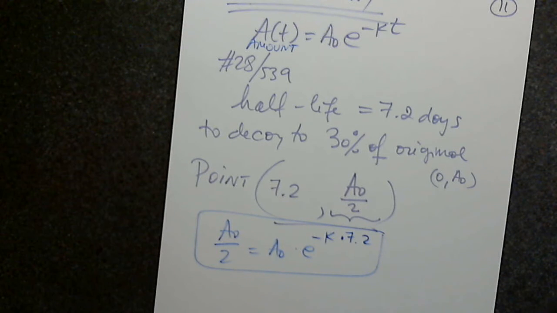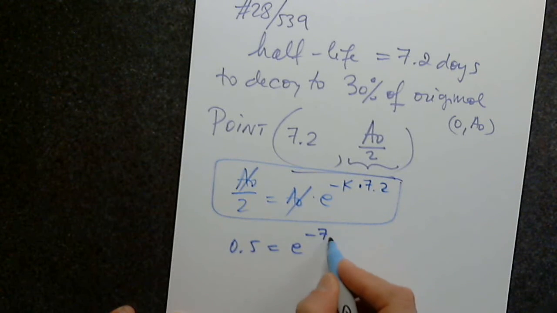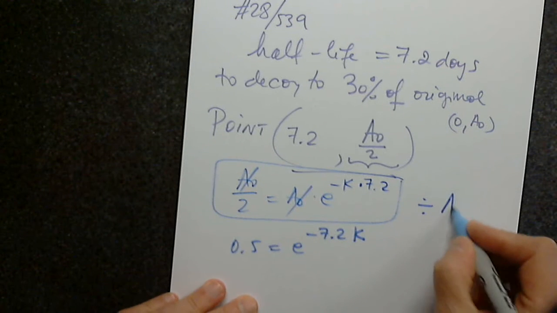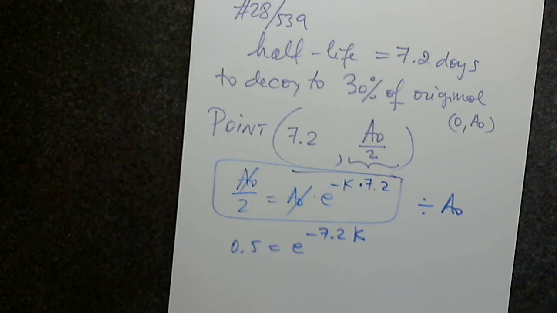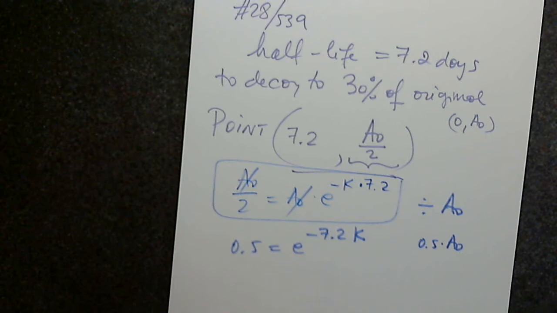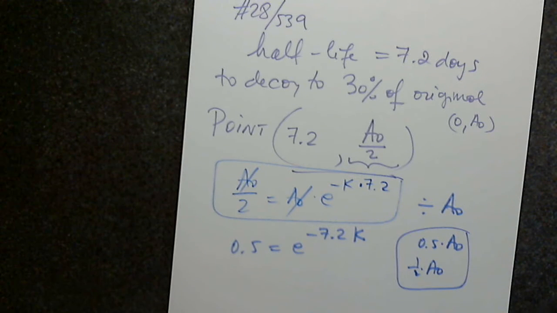By A0, indeed. So 0.5 equals e to negative 7.2k. I divided 0.5 times A0 by A0, and I divided A0 from the other side. So I divided both sides by A0. Because A0 over 2 is 0.5 times A0. It's the same thing. Or 1/2 times A0. These are all the same. Okay, it's completely cleaned up.